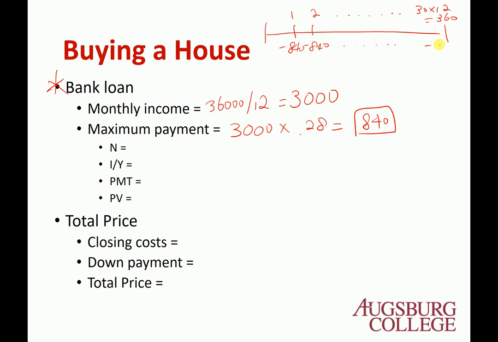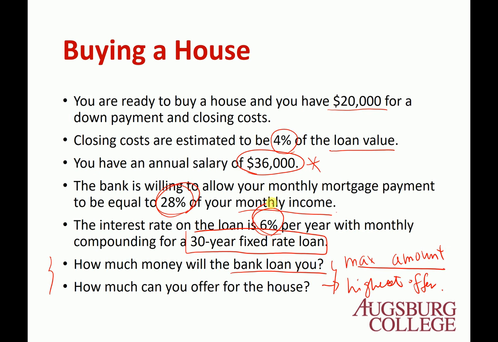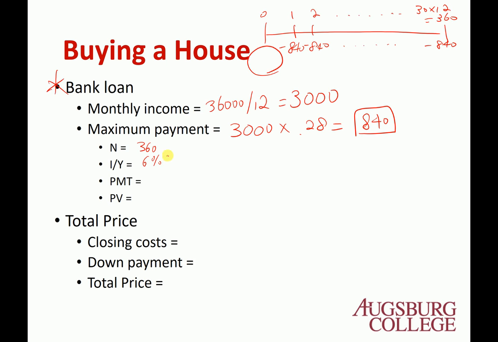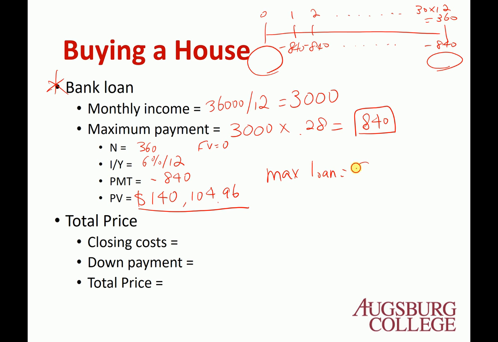This is negative, right? Because you pay for it, and you take out this loan amount. And it's 360 periods. The interest rate is 6% per year, that's the annual rate, so 6% divided by 12. The payment is 840, so negative 840. The future value equals zero since you paid off everything. So your present value, which is the amount of the loan, will be $140,104.96. That's the maximum amount of the bank loan. The max loan amount will be $140,104.96. That's the amount of the loan.